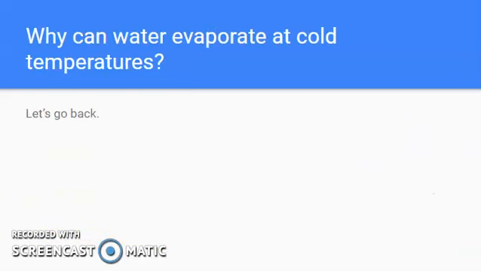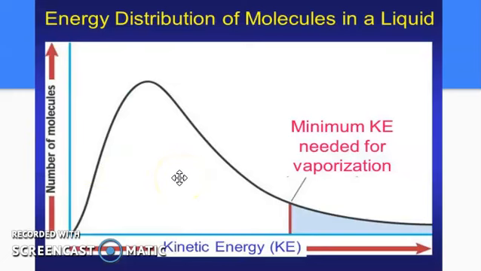So why can water evaporate at cold temperatures if supposedly you learned that water evaporates at its boiling point? Let's go back to the graph. The only reason why molecules can evaporate is because they are given some form of energy and they absorb that energy and they're able to break apart from their connections to the other molecules. So the molecules here at the very top that had the most kinetic energy don't need a very hot temperature to evaporate. So these are the water molecules that are going to evaporate in cold temperatures.